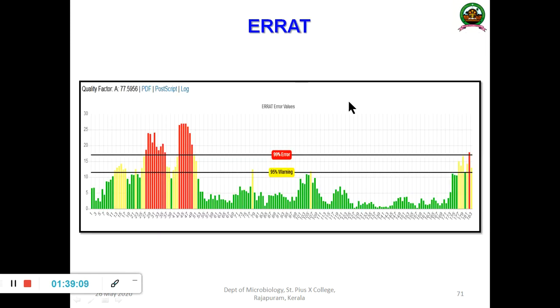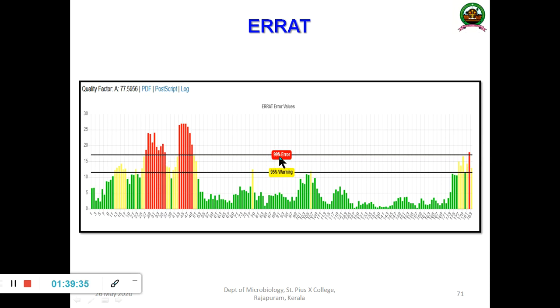Then ERRAT shows non-bonded atoms. Here is the cutoff, where each individual amino acid is given on the x-axis and the 95% error region is shown on the y-axis. You can see these amino acids have some non-bonded interactions. Yellow and mostly green regions should be there to indicate good structure quality, but there are some problems due to steric clashes.